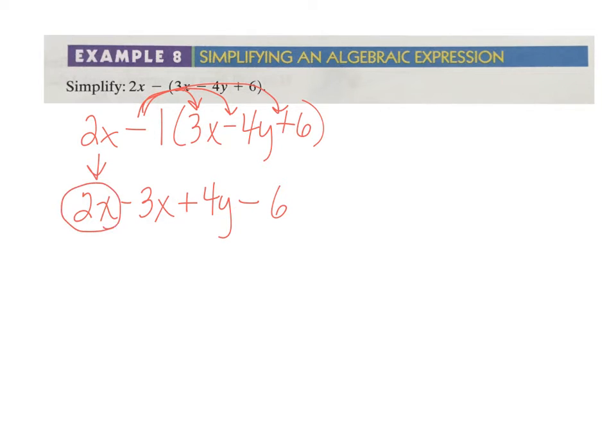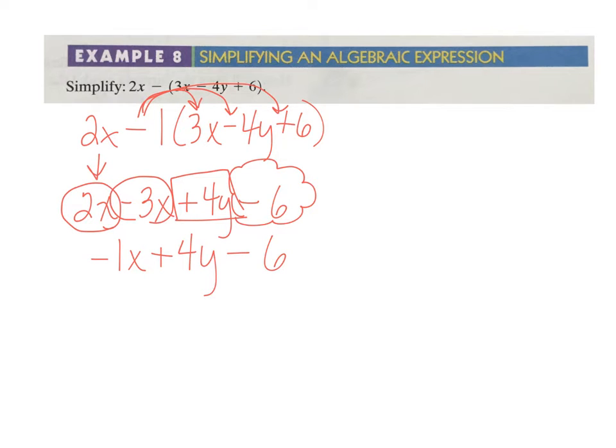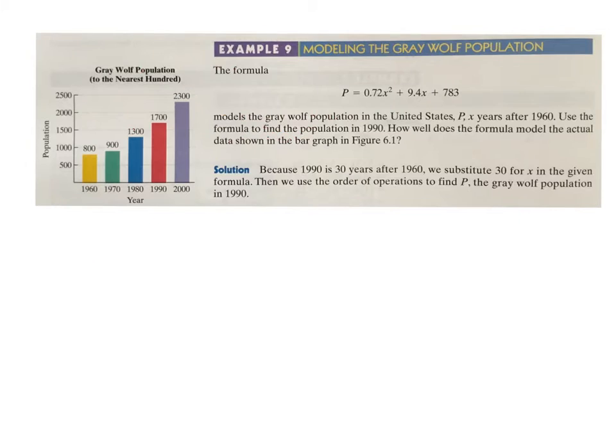I have a positive 2x minus 3x is negative 1x. And then I've got a positive 4y. I don't have any more y's to go with that, so I'm just going to bring down plus 4y. And then I've got a minus 6 and no other terms to go with it, so I'm just going to bring it down. So this final answer is negative 1x plus 4y minus 6.